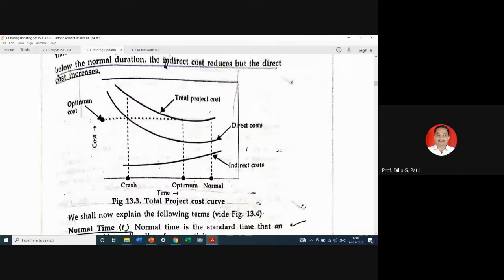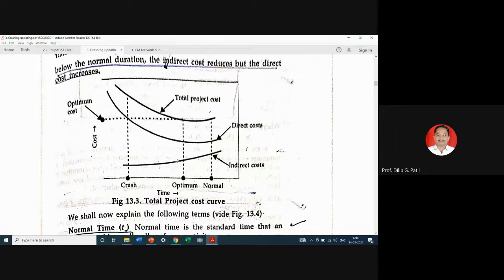So we need to understand properly all these relations. This is the direct cost curve, this is the normal duration, what we plan in our schedule. After this normal duration, the direct cost increases. If we try to reduce the normal duration, direct cost also increases. That is crashing. After crashing, the direct cost will increase. But if we see that for normal duration, indirect cost is maximum and it will continuously reduce as we keep crashing the project network, as it is directly proportional.